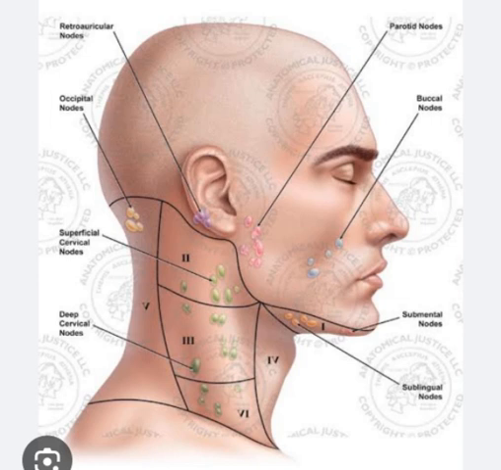Associated primary malignancies. These nodes most often contain metastatic deposits from malignancies of the nasal and oral cavities, nasopharynx, oropharynx, hypopharynx, larynx, and major salivary glands. It is the most commonly involved nodal level.